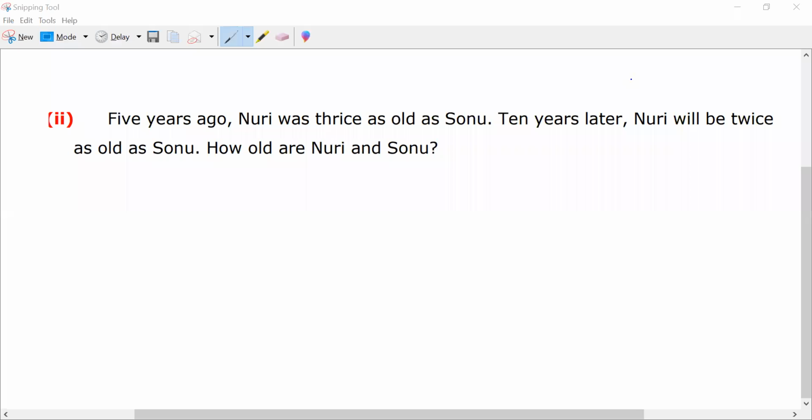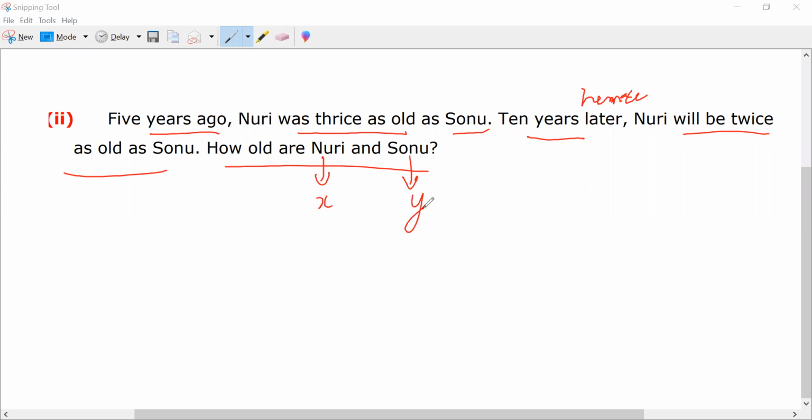So in this question: 5 years ago, Nuri was thrice as old as Sonu. 10 years later, that is 10 years hence, Nuri will be twice as old as Sonu. How old are Nuri and Sonu? So Nuri, I will take it as, age of Nuri is X. Sonu, I will take it as Y.